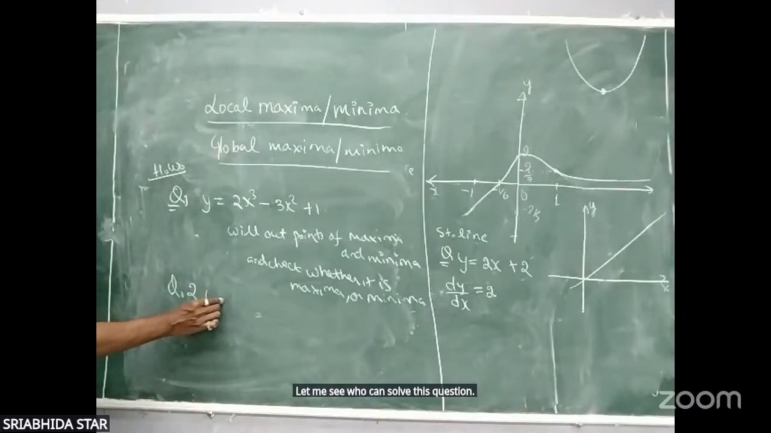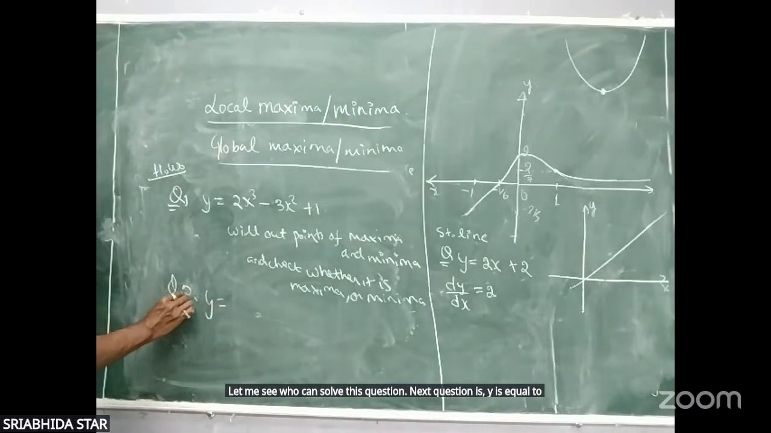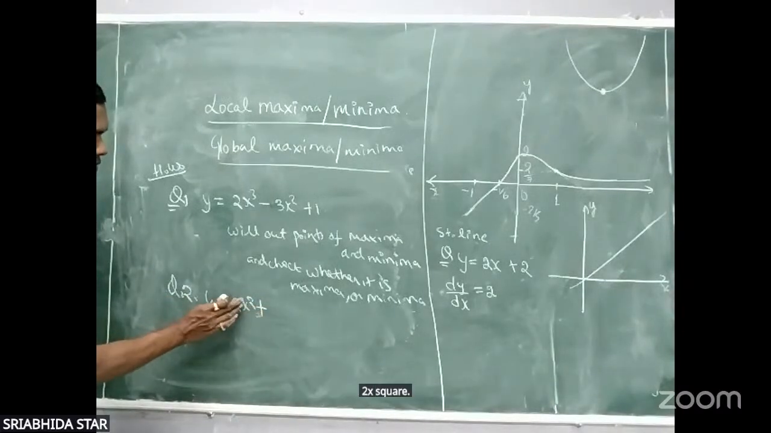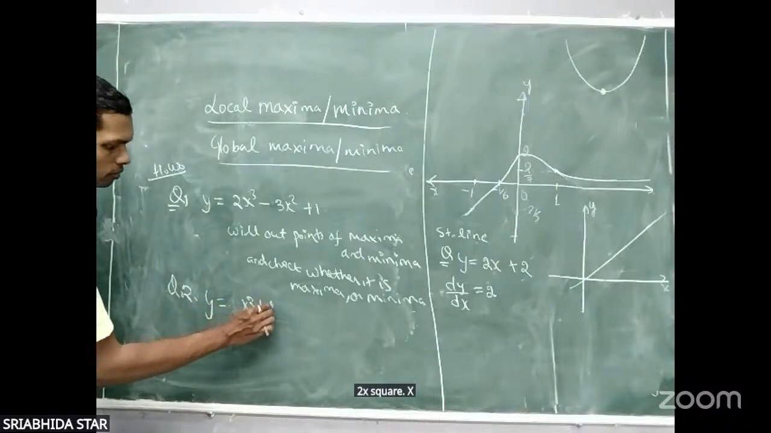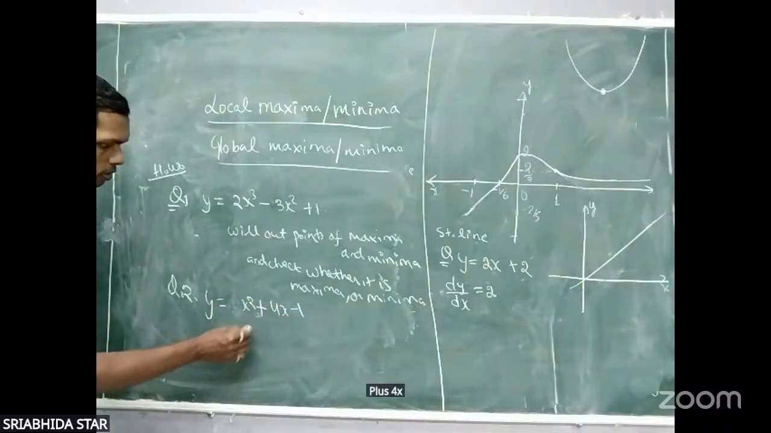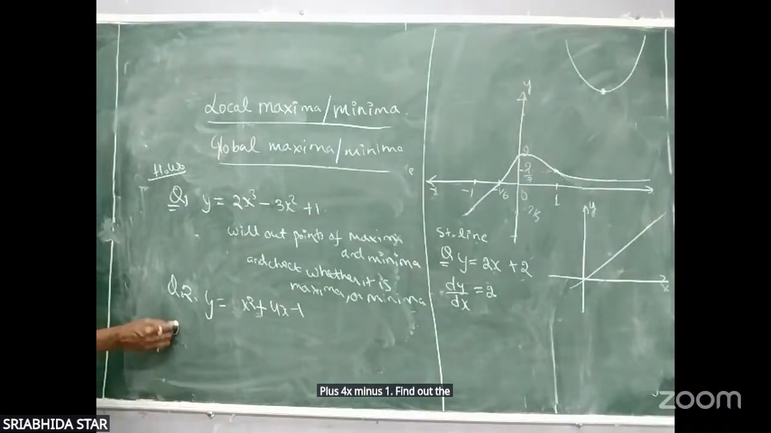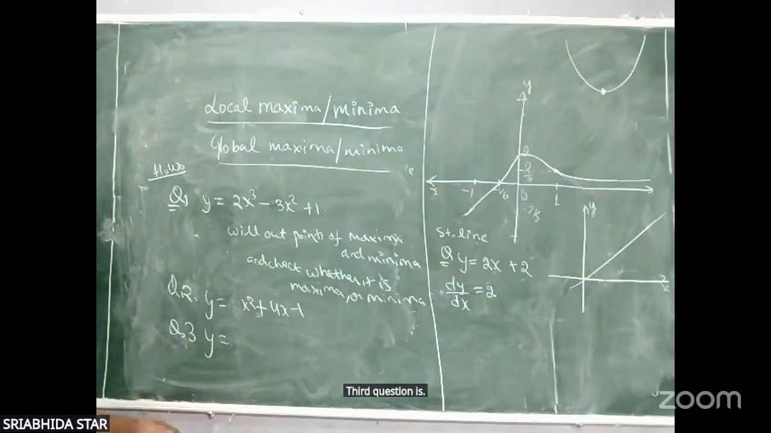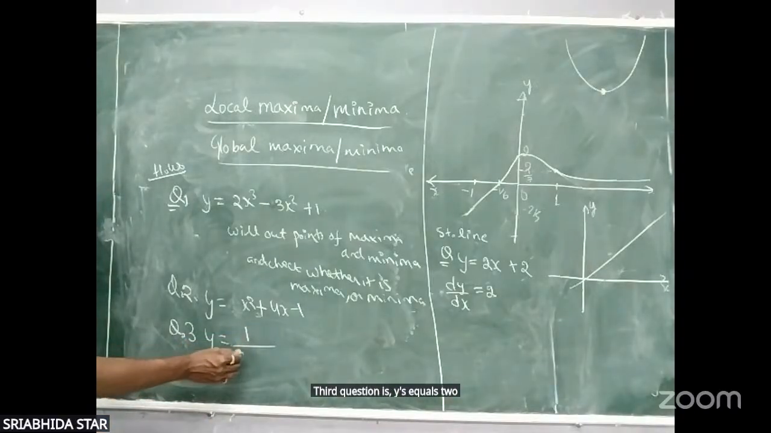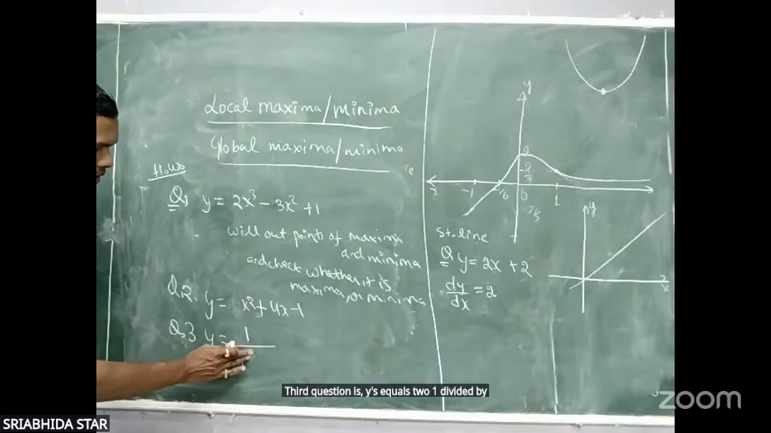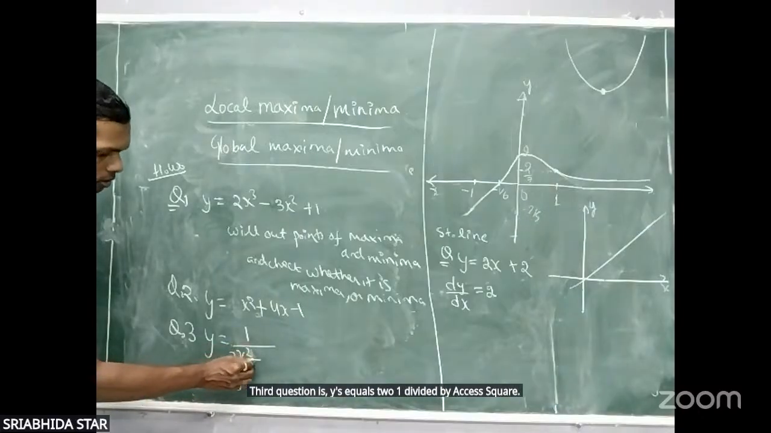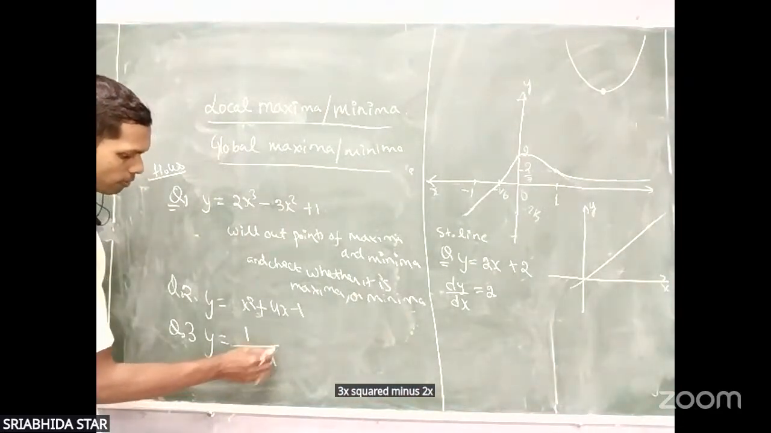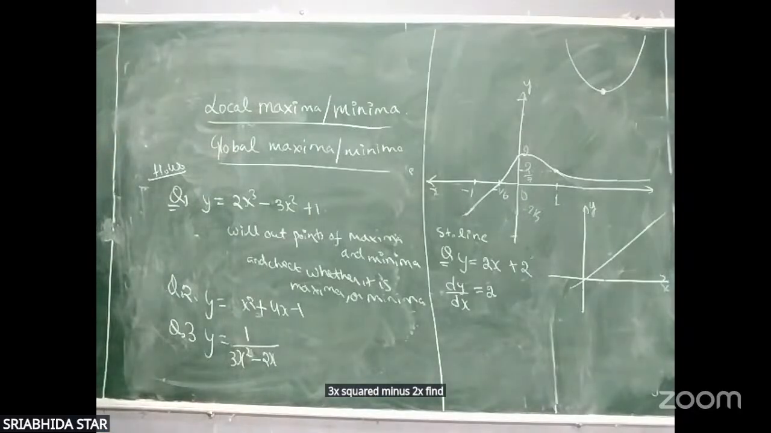Next question is y equals to 2x square plus 4x minus 1. Find out the maxima and minima for this same question. Third question is y equals to 1 divided by 3x square minus 2x. Find out the maxima and minima for this function.